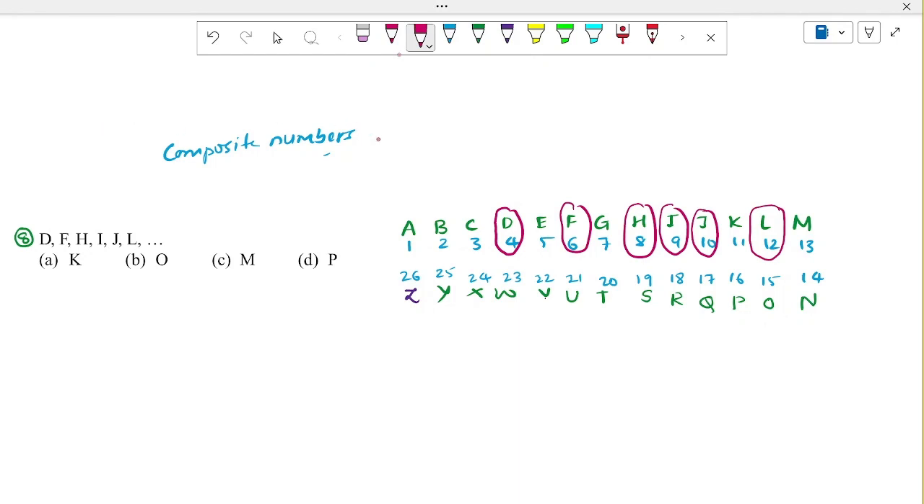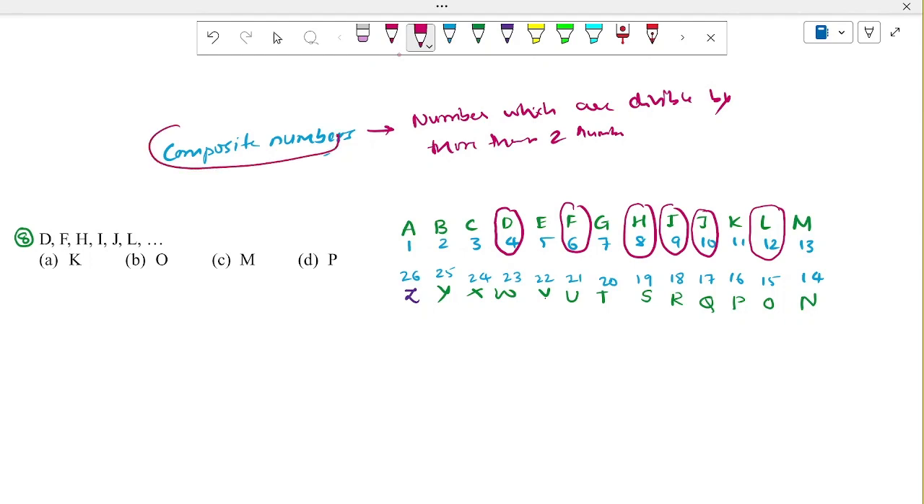So, what are composite numbers? They are numbers which are divisible by more than two numbers. Like, they are not prime numbers. In simple terms, they are not prime. They are the opposite of prime numbers. You can see they have skipped all the prime numbers here. 2 they have skipped. 3 they have skipped.